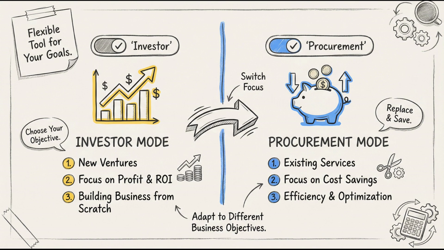The calculator has 2 modes. Investor mode is for building a new business from scratch. It's about profit and return. Procurement mode is for replacing an existing service. It's about cost savings and efficiency. Choose the mode that matches your objective.